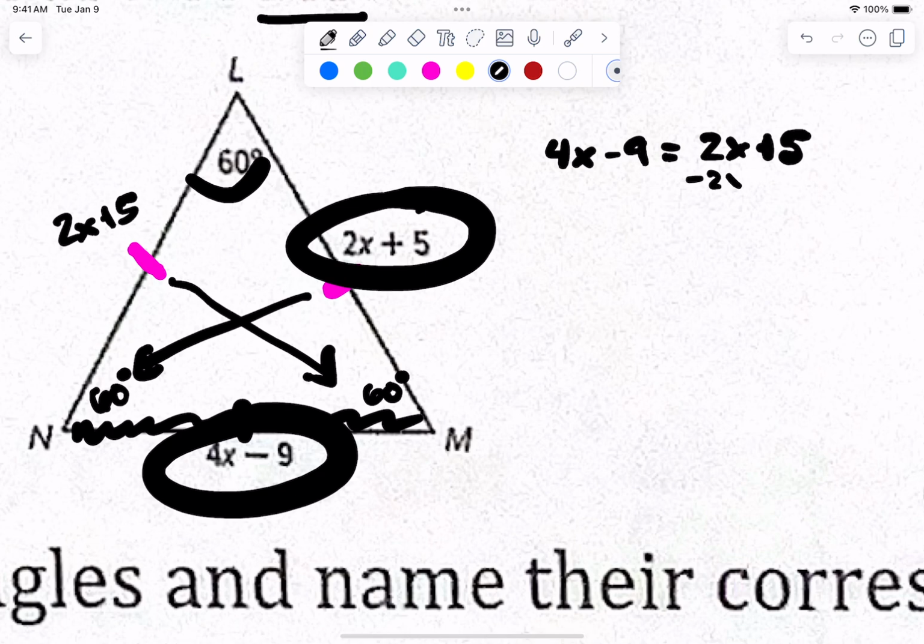Cool. Let's subtract 2x. And I'm going to add the 9. And so 2x equals 14, and x equals 7.